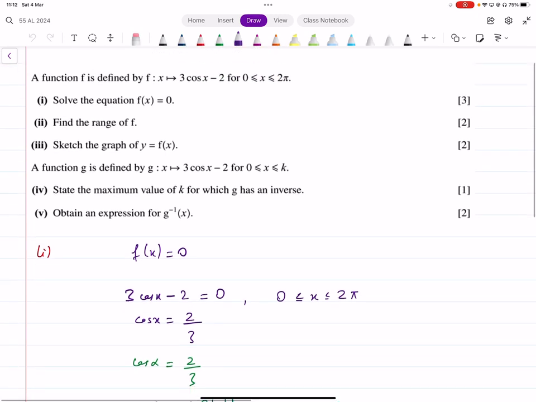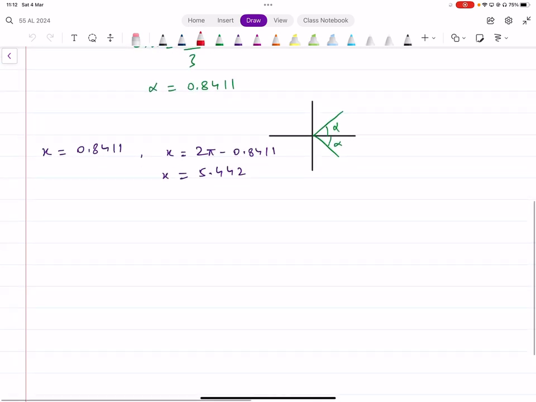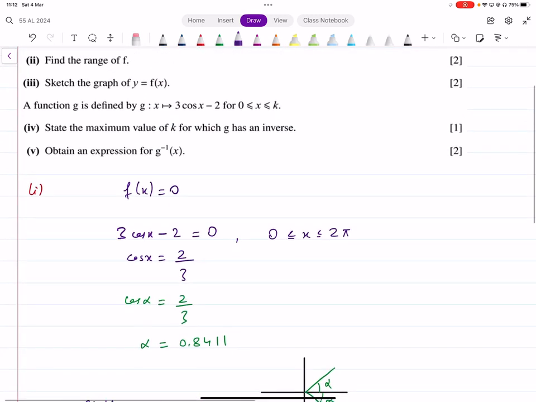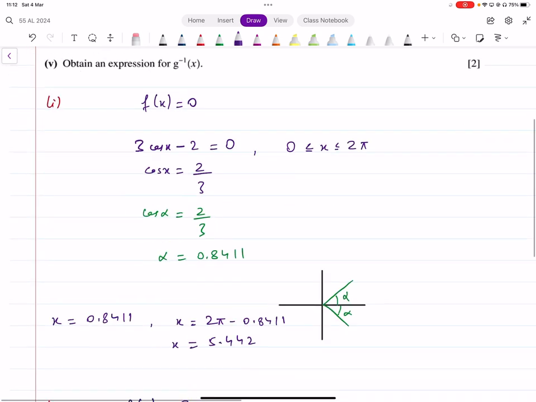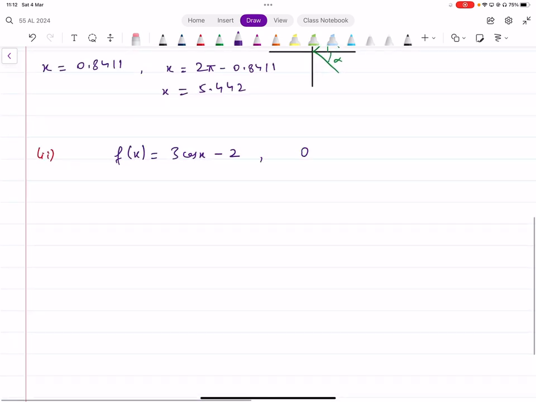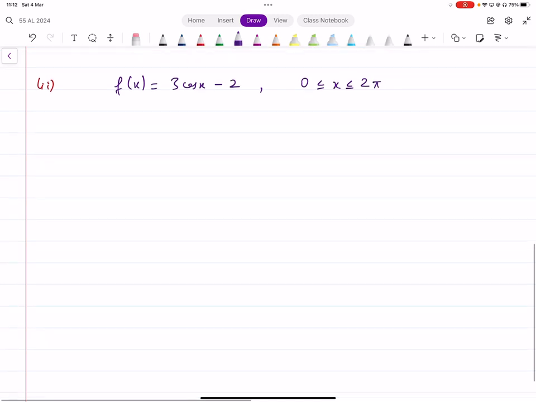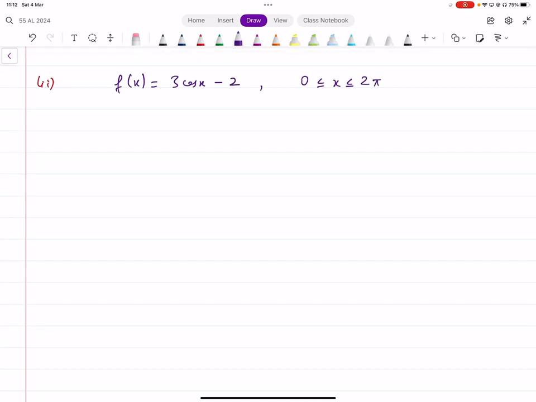Now in the second part it says find the range of f. Function f की range figure out करनी है. How can we do this now? F of x is 3 cos x minus 2 and the domain that you have is from 0 to 2 pi. This is the domain of this function. How do you find the range of this function?